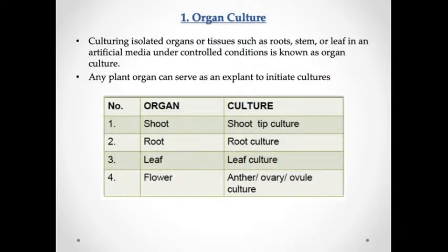So let's start with the first part of in vitro tissue culture, that is organ culture. Culturing isolated organs or tissues such as root, stem, or leaf in an artificial medium under controlled conditions is known as organ culture. Any plant organ can serve as an explant to initiate cultures. So we can use shoot, root, leaf, flower, and the culture would be called shoot tip culture, root culture, leaf culture, or anther, ovary, or ovule culture.